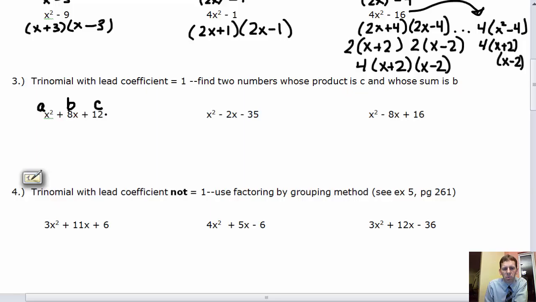Our goal is to find two numbers whose product, when you multiply the two numbers together, is 12, and when you add the numbers together, you get 8. Now there's lots of numbers you can multiply together that give you 12. Examples would include 1 and 12, 2 and 6, and 3 and 4.